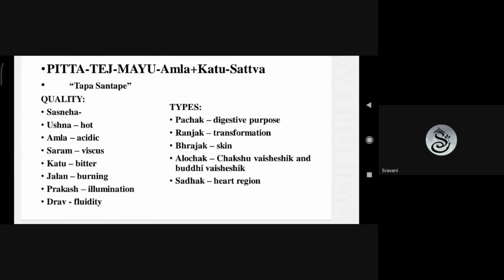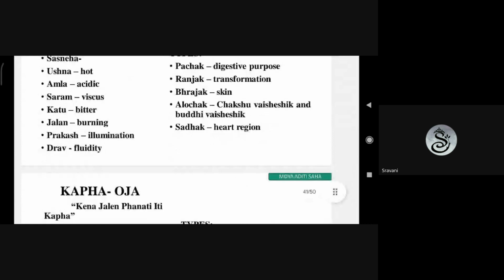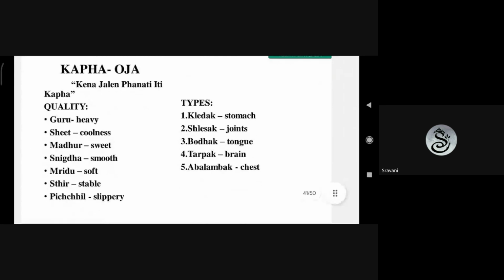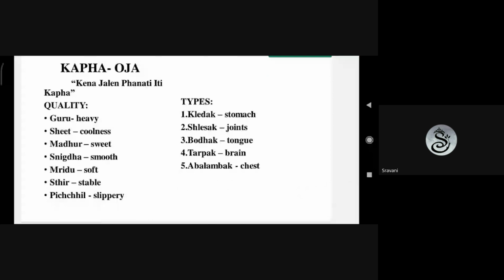Kapha is mainly tamasic. Okay, means Kapha makes you tamasic. Kapha is heavy in nature. Kapha is cool. Kapha is sweet. Kapha is smooth. It is soft, stable, and slippery. So you can see here, Kapha is heavy, so it makes you lazy. Okay. And this is the quality of tamoguna.